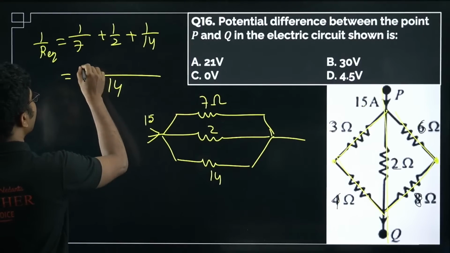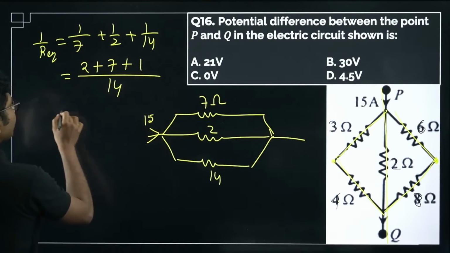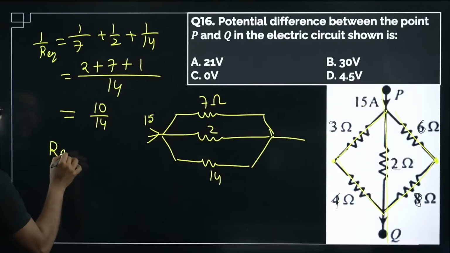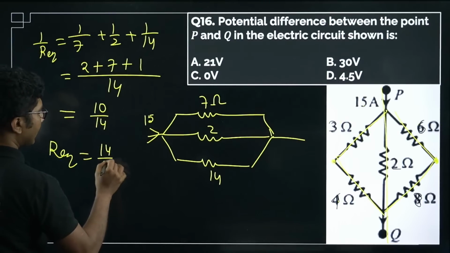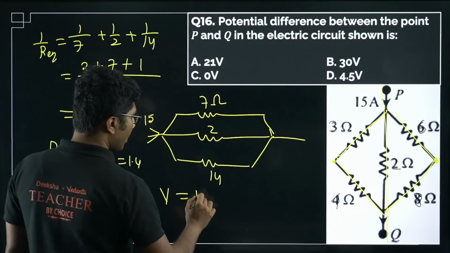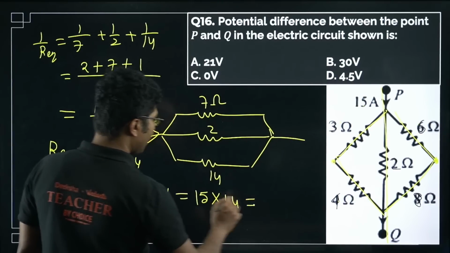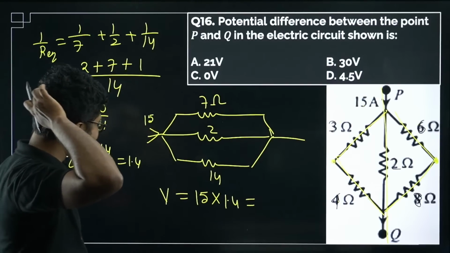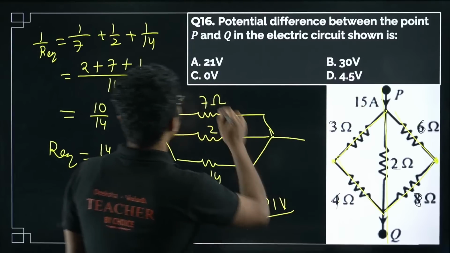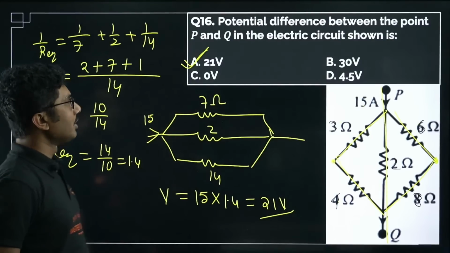So 7 2s are 14, plus 7 2s are 14, plus 14 1s are 14. So it will be 10 by 14. So R equivalent is 14 by 10, that is 1.4. So what is the voltage? Voltage is equal to current into R, that is 15 into 1.4, so it will be 21 volt. So 21 volt is the correct answer. Don't fall for the trap, it is not 0 volt. Next question.